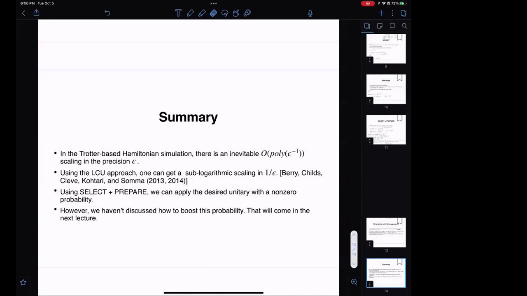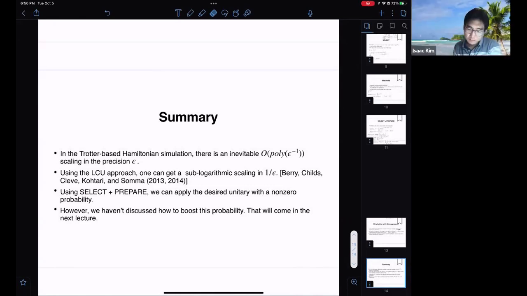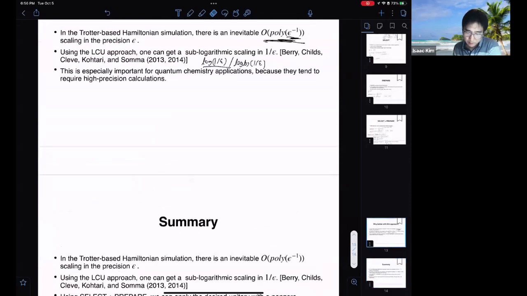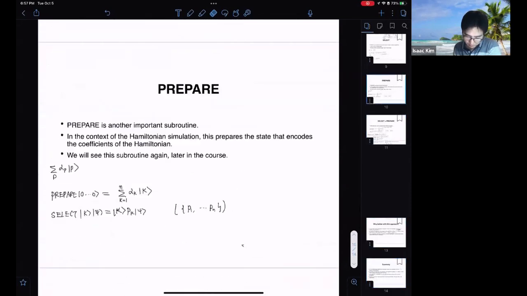Okay, questions from the audience? So it seems the prepare is the only place where the Hamiltonian information is encoded. Am I right? It's not exactly correct, but it's a good question.